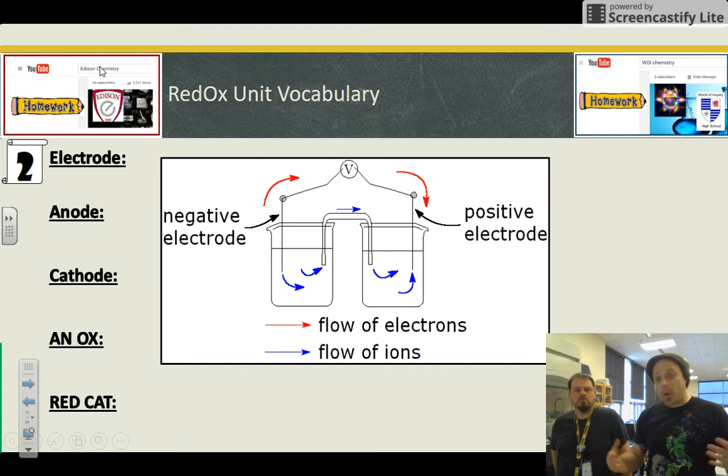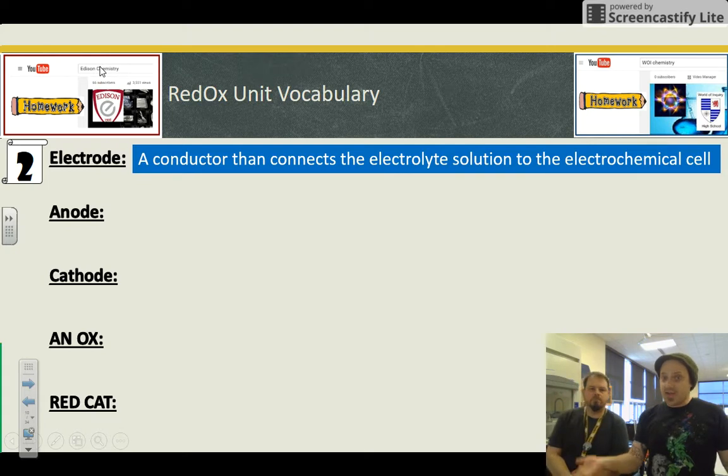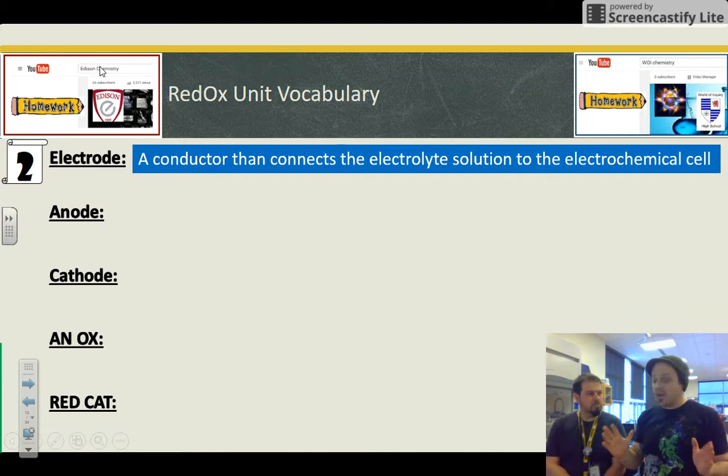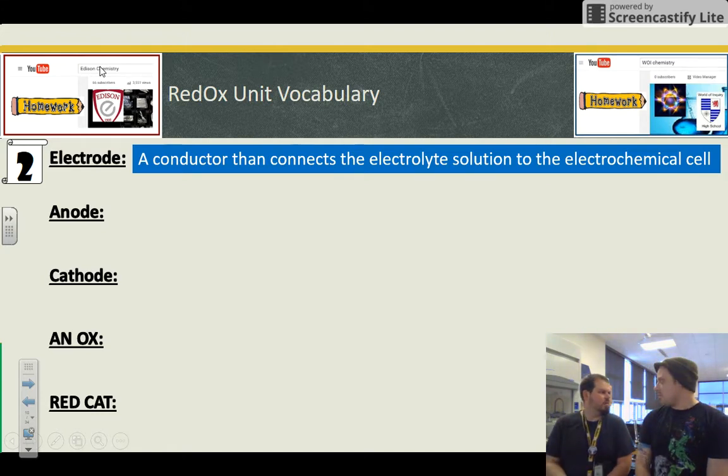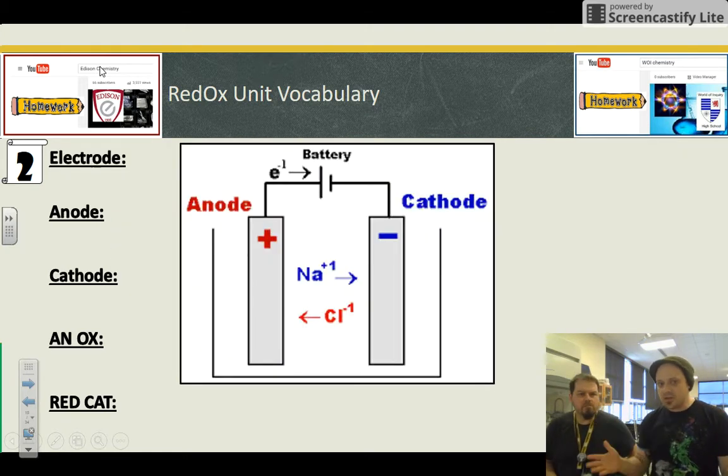I know an electrode is a part of the battery. Both electrolytic cells and voltaic cells have electrodes. It's a conductor that connects the electrolyte solution to the electrochemical cell. It kind of is the positive and negative terminals on the battery that you're familiar with from looking at remote batteries, but they have a special name, and it's electrode. They're going to be metal for us pretty much the entire time. Sometimes it could be carbon, but they are just the piece of metal.